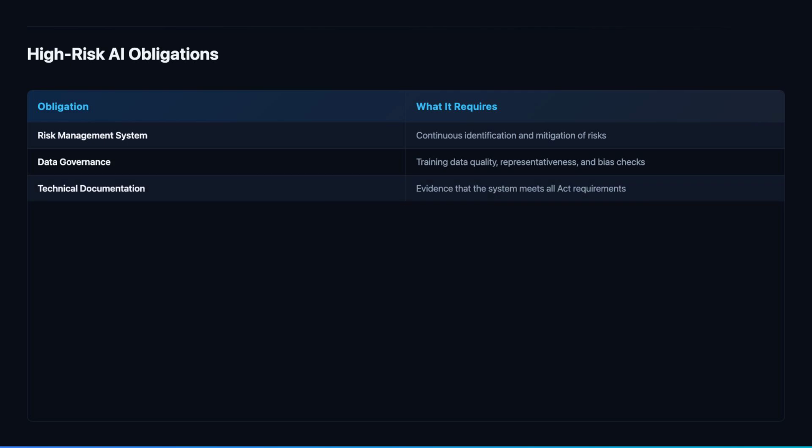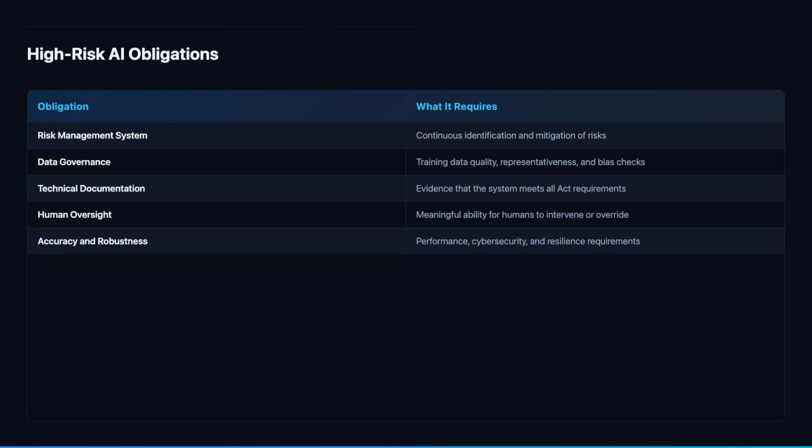Technical documentation enables authorities and downstream actors to assess compliance across the value chain. Oversight measures must be designed so that natural persons can effectively monitor and intervene during use. Systems must achieve appropriate accuracy levels and resist attempts by unauthorized third parties to alter behavior.